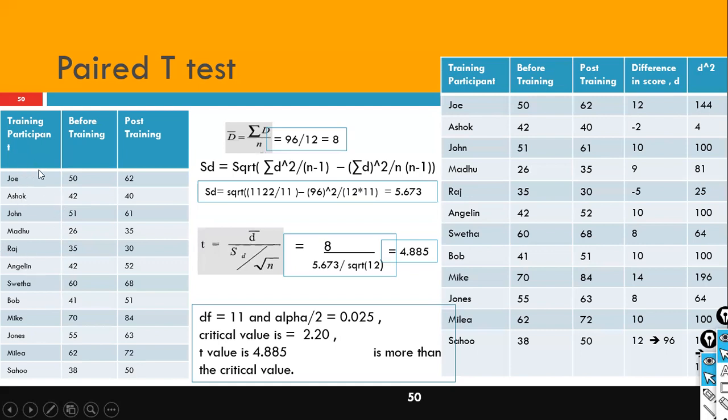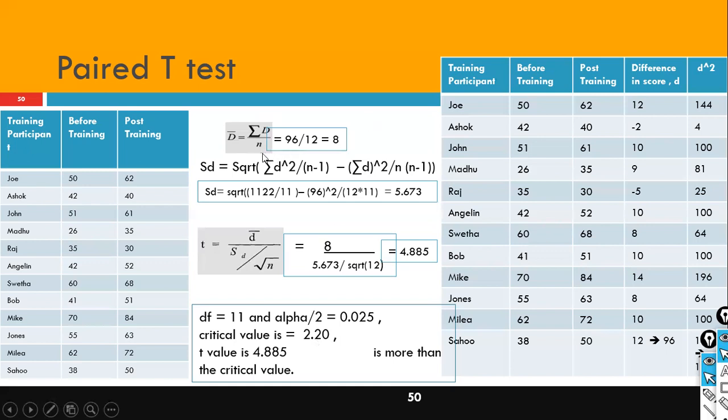So this guy is before training, after training. The mark is not depending on other employees. Hence the cases are independent and it's a matched pair. After giving the training, you are comparing this value with this value. You are matching this value with this one. That's why it's called the matched pair t-test. It's all formula, that's all.